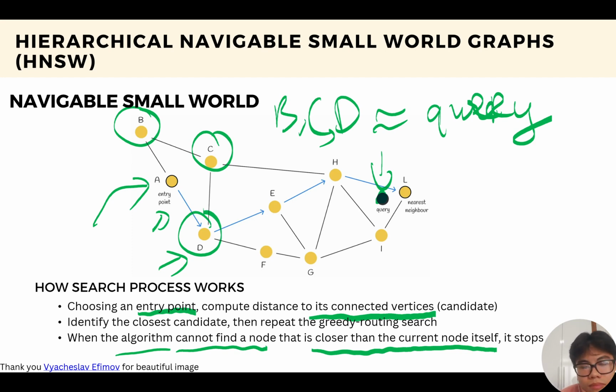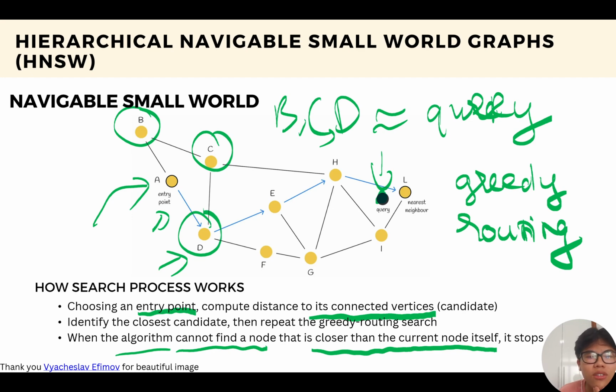This algorithm looks like Dijkstra's algorithm, right? No, I think it looks more like greedy routing. It searches all the neighbors of the entry point B, C, D and calculates the distance to all of them, which is greedy, and then chooses the closest one as the next entry point. But I feel it follows the shortest route, like Dijkstra, from H to L. Yeah, it's like Dijkstra.